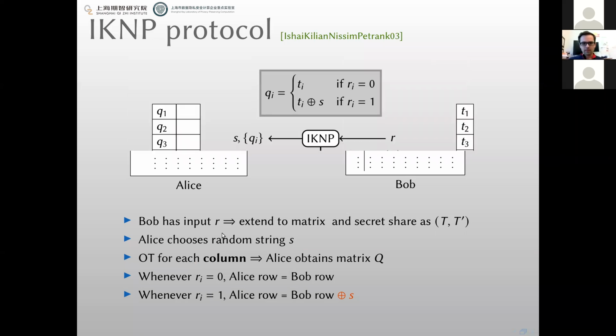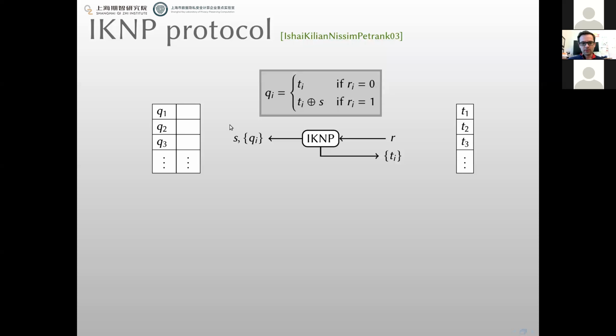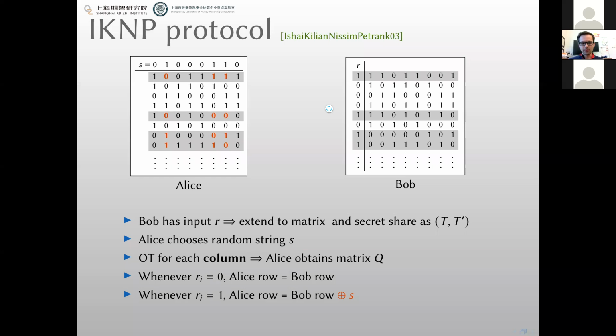So Alice learns a bunch of rows. I'll call the rows of her matrix Qi. And Bob also has a matrix that I call Ti. Its rows are ti. And this is the property that they satisfy. If Bob's choice bit is 0, then qi equals ti. And if Bob's choice bit is 1, qi is ti XOR s. Okay.